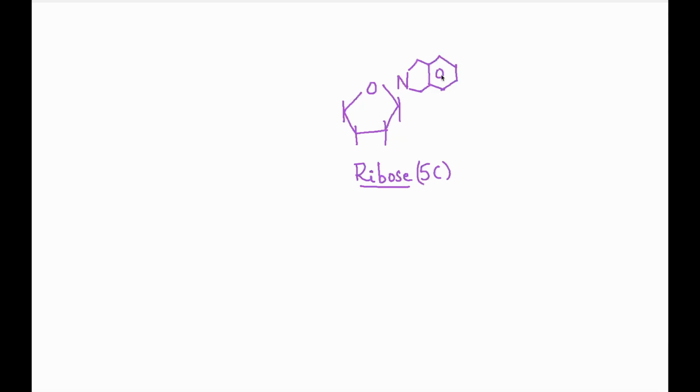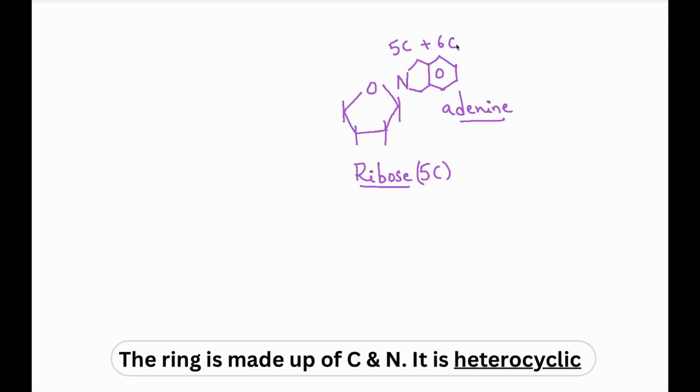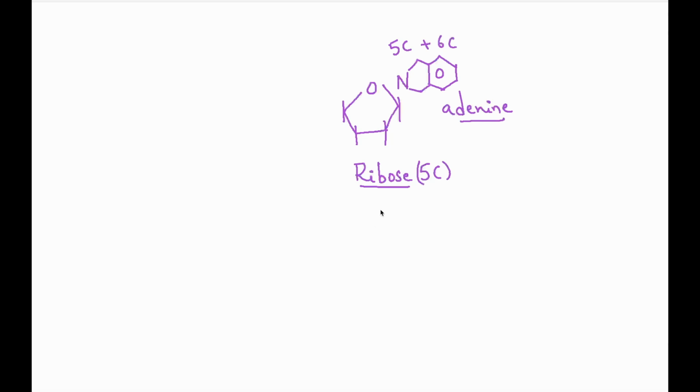Adenine, which is a purine, is made up of two rings. It has a 5 carbon plus a 6 carbon ring. So, like we discussed, this combination of ribose sugar and adenine nitrogenous base is together called adenosine.